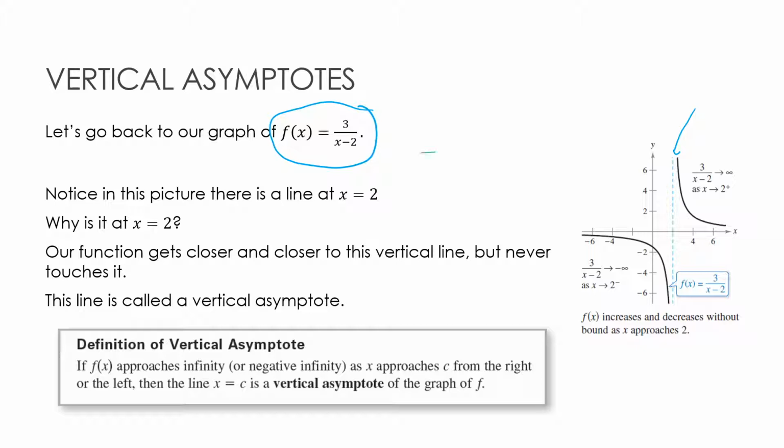So where this would not be the case is, let's say I had a function that looked like this. I might end up in this case with a slant asymptote instead of a vertical asymptote, but in this case typically we're going to end up with a vertical asymptote. And that is just a line where our function gets closer and closer and closer to, but never touches.